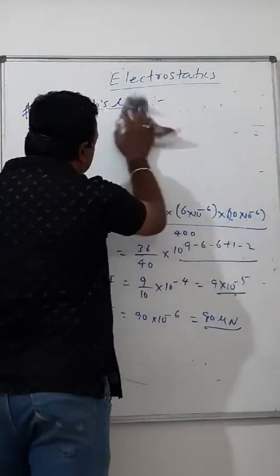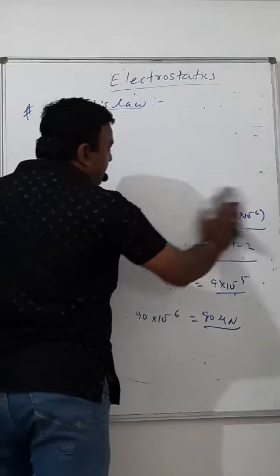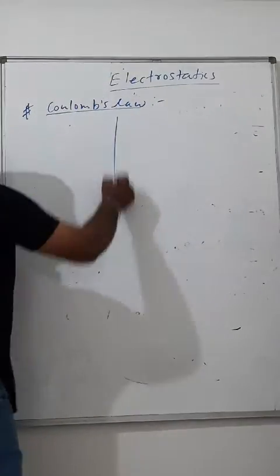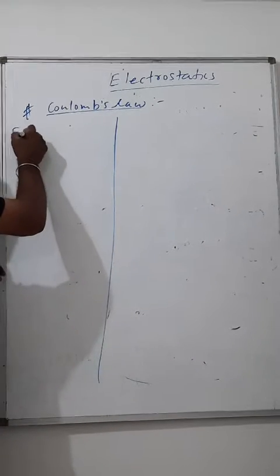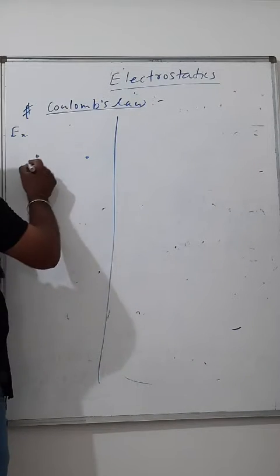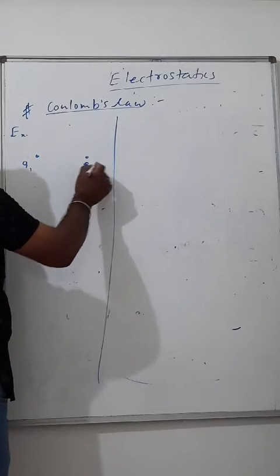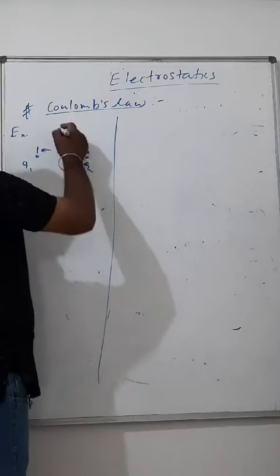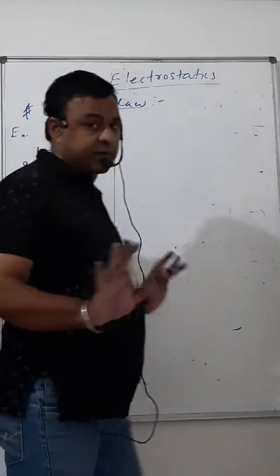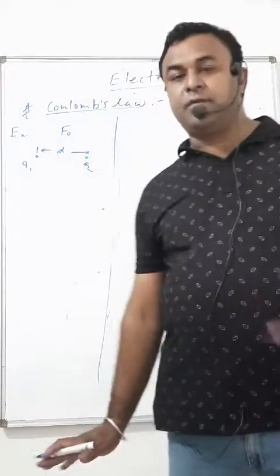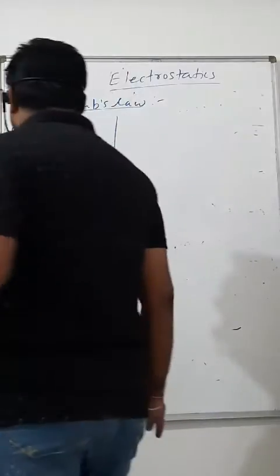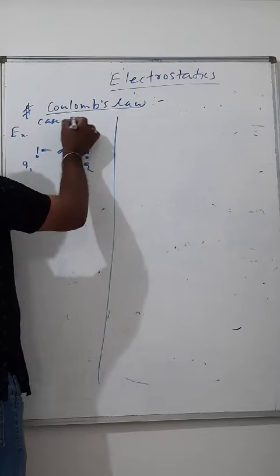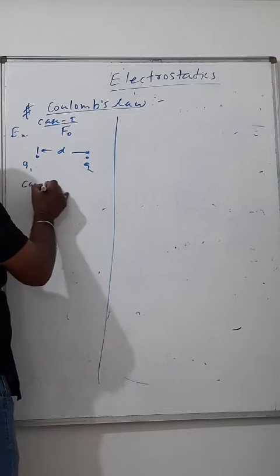Now I give a different type of question. Half the board I'll use for the question, half for the solution. There are two charges, Q1 and Q2, and the distance between them is D. There is a force F naught presently. I'm giving the question in symbolic form. This is case first. Case second.